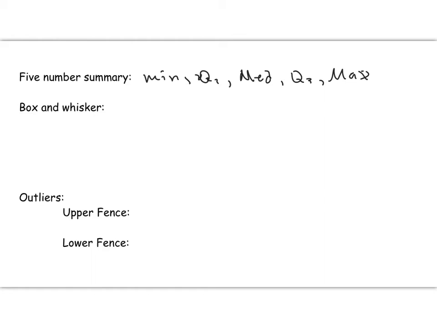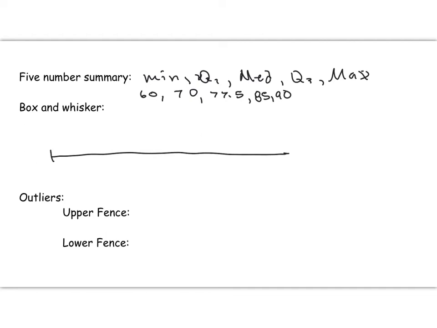In this case, it was 60, 70, 77.5, 85, and 90. And if I were to make a box and whisker plot out of this, I would need those values.